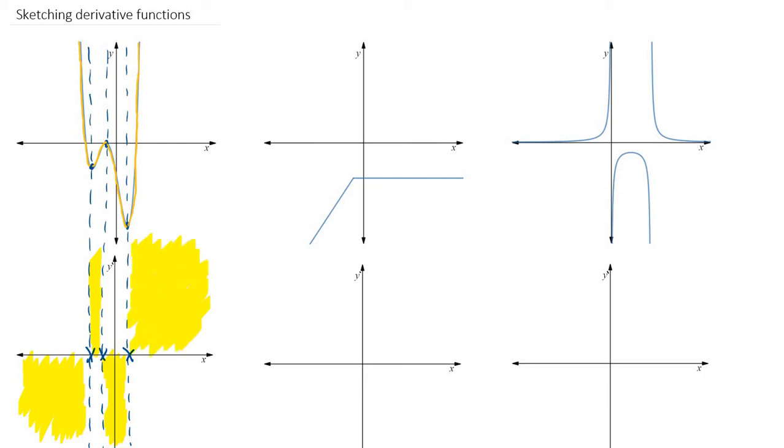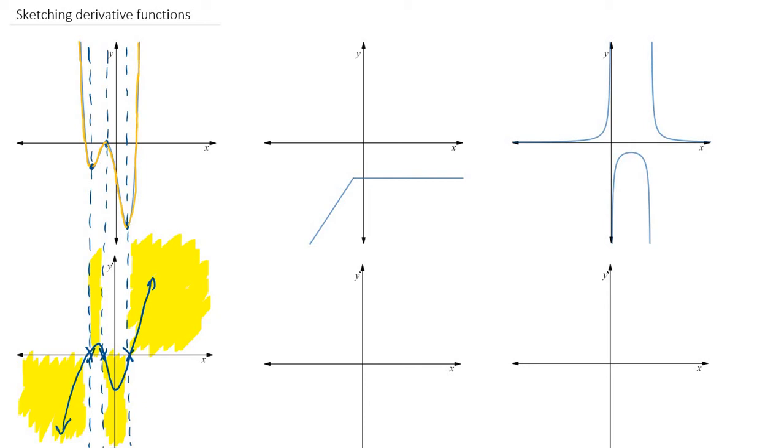So in order to make that work, the derivative function has to start in this region here, pass into the positive region, then pass into the negative, then into the positive. The way to make that work is like so. The size of those turning points doesn't matter so much, it's the shape of the curve.